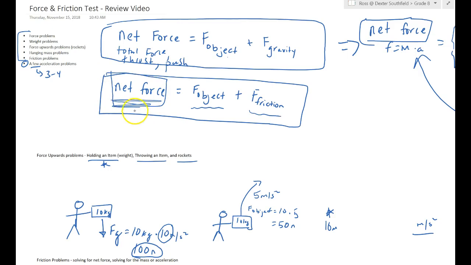Similarly, we can reverse that. We can be given the net force, we know the friction or we know the gravity, and then we can figure out how heavy the object is or how fast it accelerates.